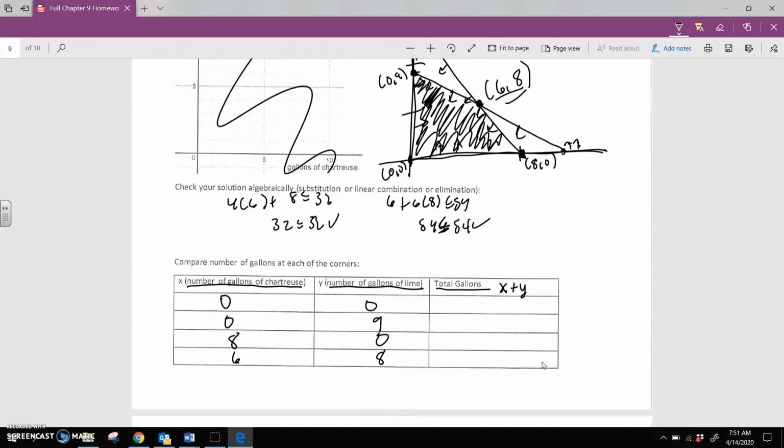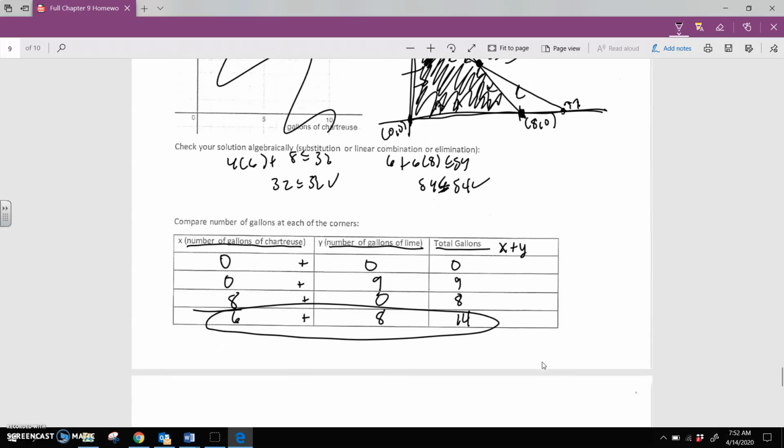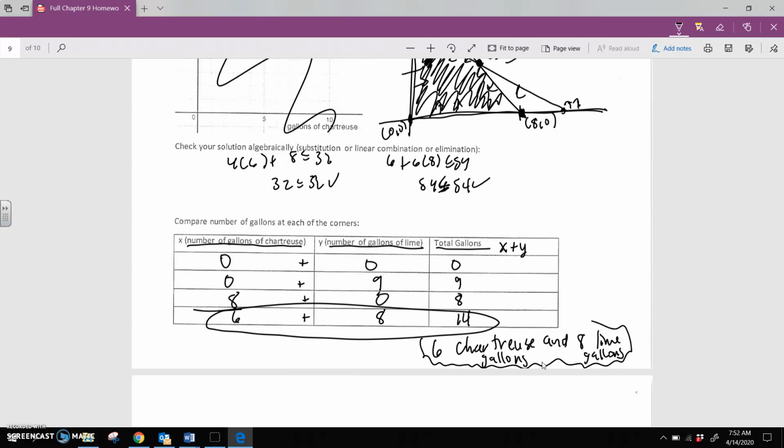Okay, so this one's actually slightly easier here. I just add these up. 0 plus 0 is 0, 0 plus 9 is 9, 8 plus 0 is 8, 6 plus 8 is 14. And so here we can see that the way to maximize the number of gallons would be to go with 6 chartreuse gallons, I should say, and 8 lime gallons. So this right here, after all of that work, is my final answer.